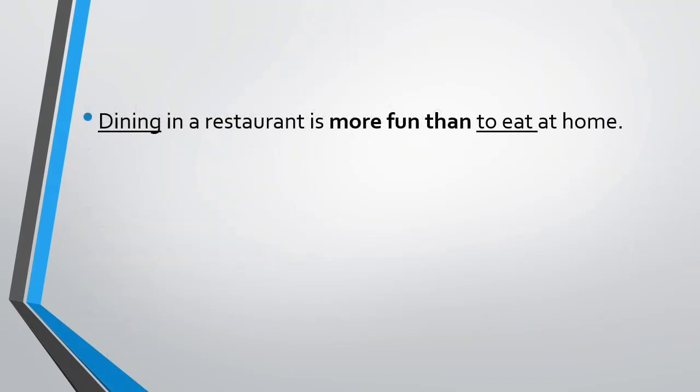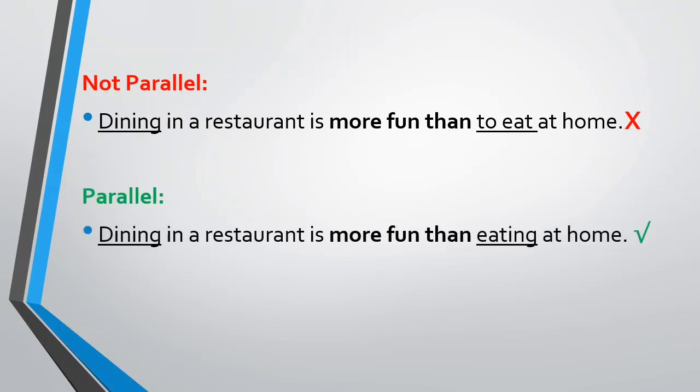Now, let's have a look at this sentence. Dining in a restaurant is more fun than to eat at home. This sentence is not parallel because the two verbs which are compared have different structures: dining, to eat. So, the correct parallel structure is: dining in a restaurant is more fun than eating at home.